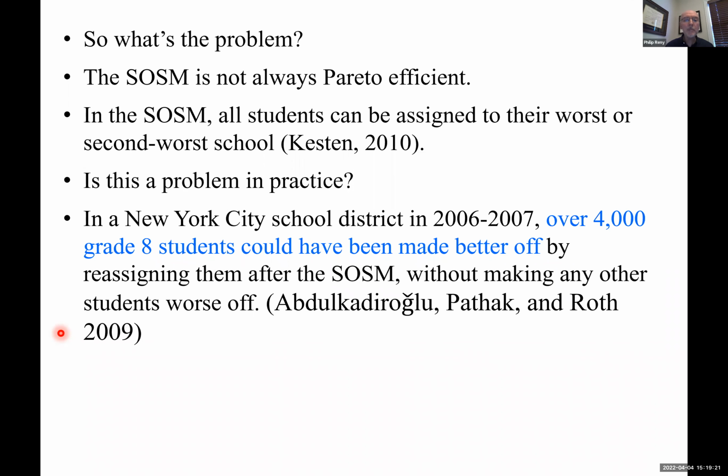So is this a problem in practice? Well, it is. Maybe not to this extent, but here's an example. In a New York City school district in 2006, 2007, over 4,000 grade 8 students could have been made better off by reassigning them after the student optimal stable match without making any other students worse off. And this is empirical work done by Abdulkadiroglu, Pathak, and Roth in 2009.